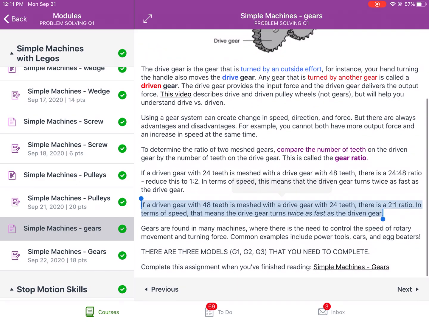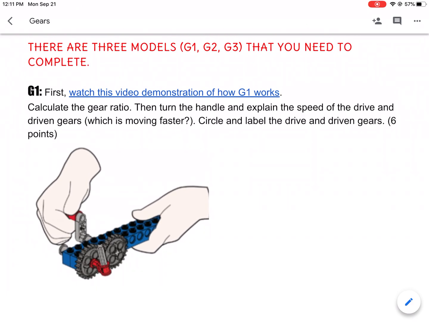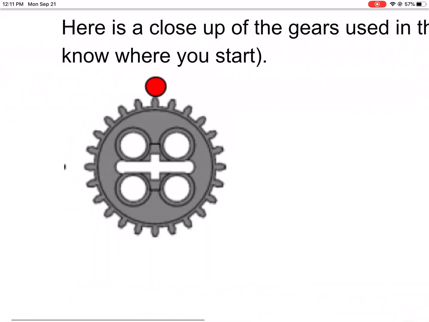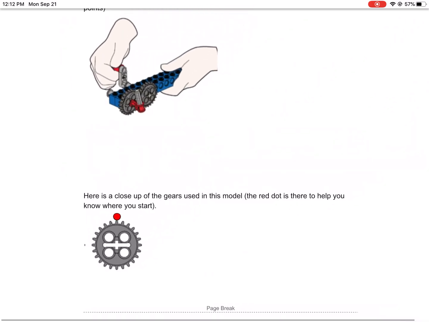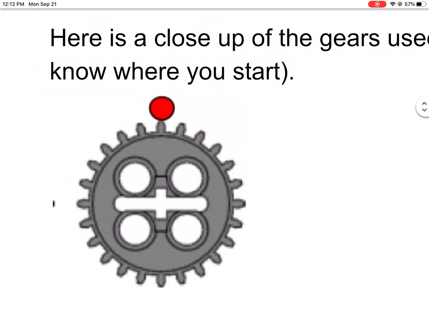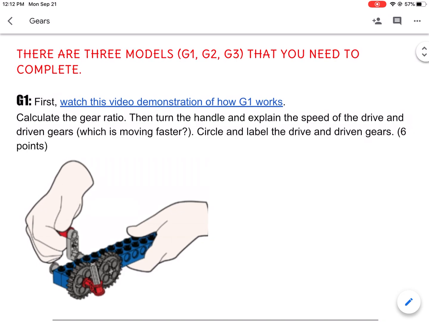All right, so what does your assignment look like? You have 3 models to do. And again, this one is going to be really similar to how you did pulleys. You're going to calculate the gear ratio. In order to help you, I give you one of the gears and I put a red dot above one of the teeth so you would know where you were as you were counting, so you can count the teeth. Okay? And notice that those 2 pieces are the same, which is why you only have 1 picture, because they're the same. All right, so you're calculating the gear ratio.